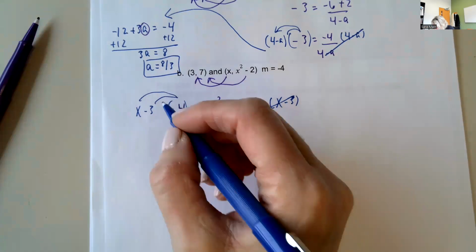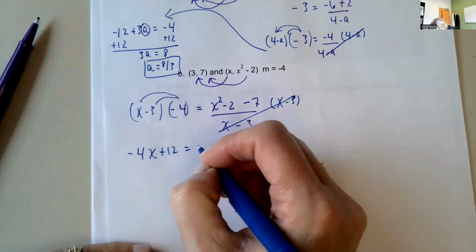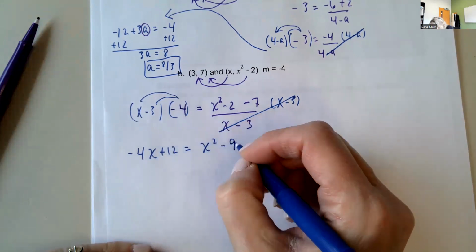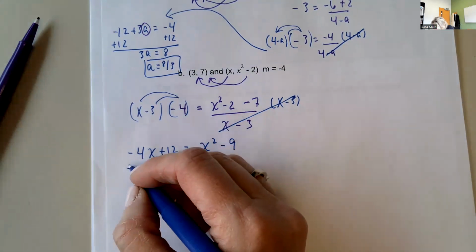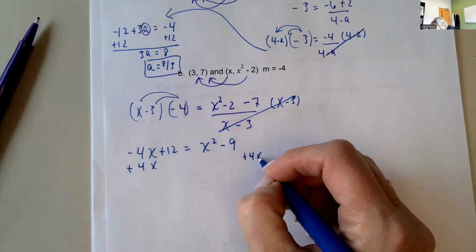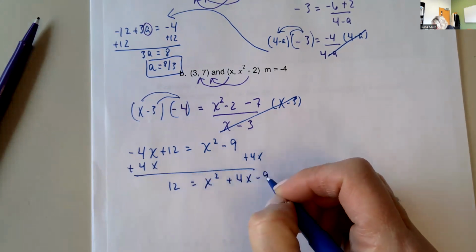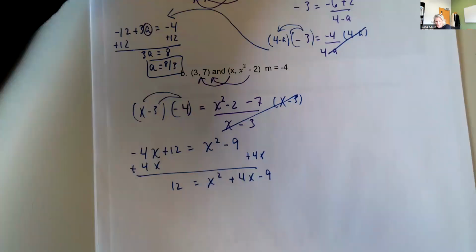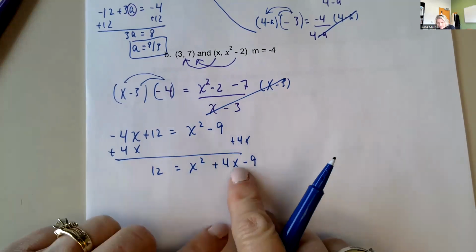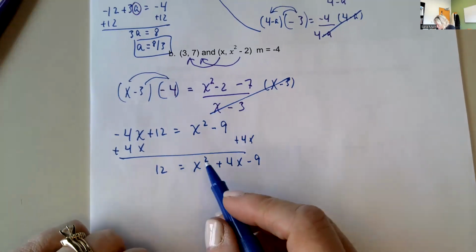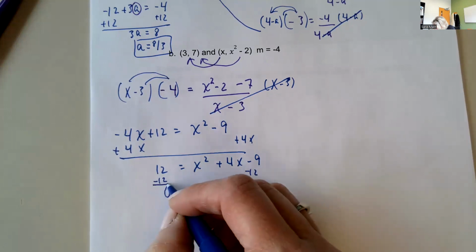So I have to distribute again. And so we get a negative 4x plus 12 equals x squared minus 9. And I'm going to get everything to one side. So I'm going to add 4x. And then this is something we haven't really dove into yet. So I'm going to go ahead and complete it. When we don't have just an x, this is no longer linear because we also have an x squared term. So we have to subtract 12 from both sides and get everything equal to 0.